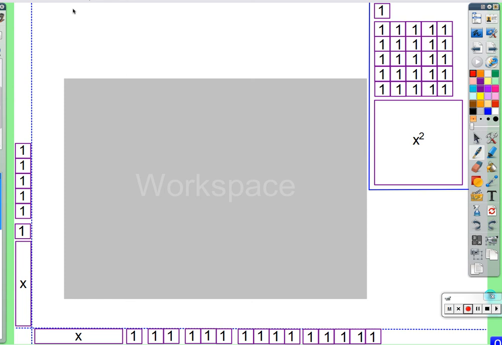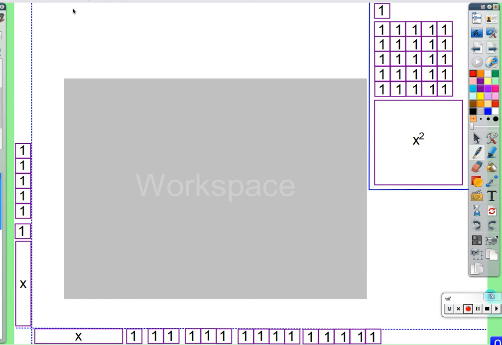Let me help you with some multiplication. So we're going to do some multiplication again. Just to remind you, we're going to do a multiplication of 5 times 4. Multiplication, remember, is going to be represented by a rectangle. A rectangle that is 5 by 4. You know how to find the area of a rectangle, right?